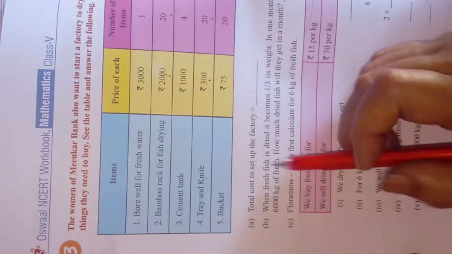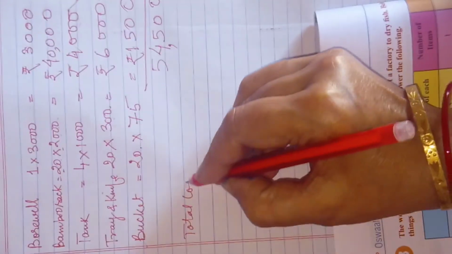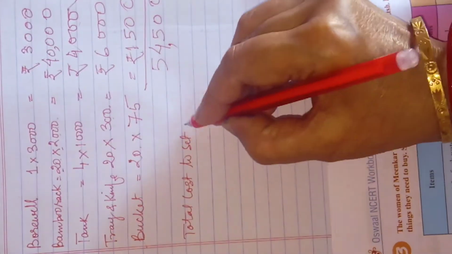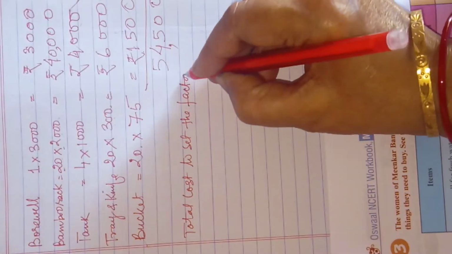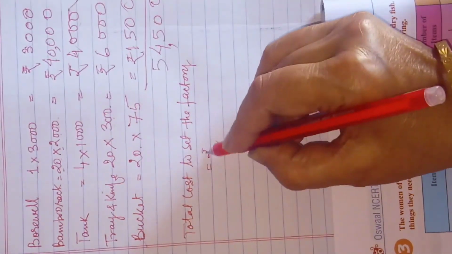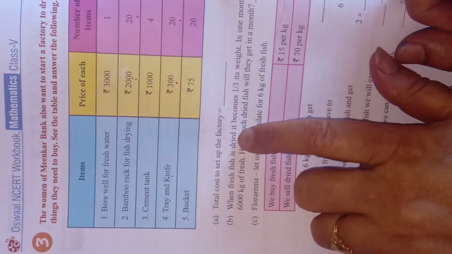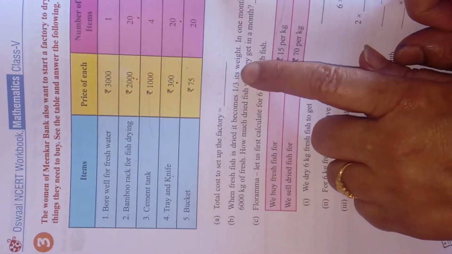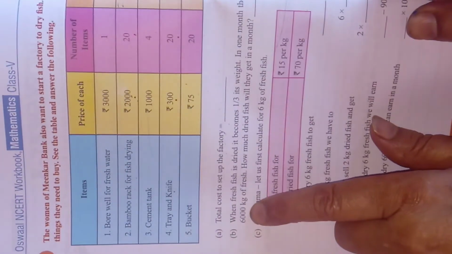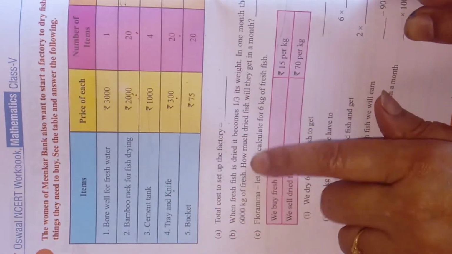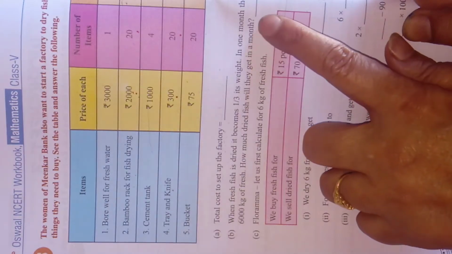So total cost to set up the factory is rupees 54,500. Now just see B question. When fresh fish is dried, it becomes 1/3 of its weight. In 1 month, they plan to dry 6,000 kilogram of fresh fish. How much dried fish will they get in a month?